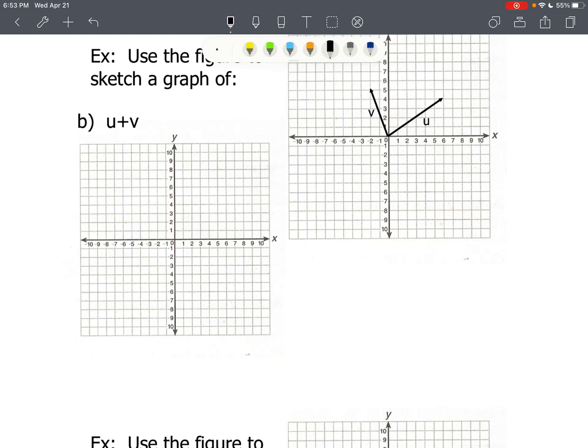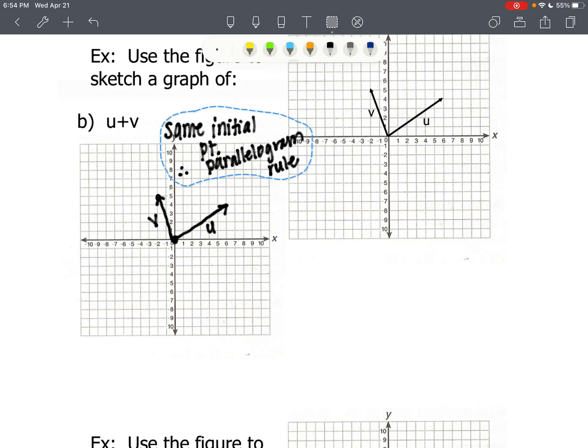So I'm going to draw u. I'm going to draw v, and when I draw v, I notice that the two vectors have the same initial point. Therefore, because they have the same initial point, I'm going to use the parallelogram rule. So the parallelogram rule. I'm going to move this just a little bit up there.